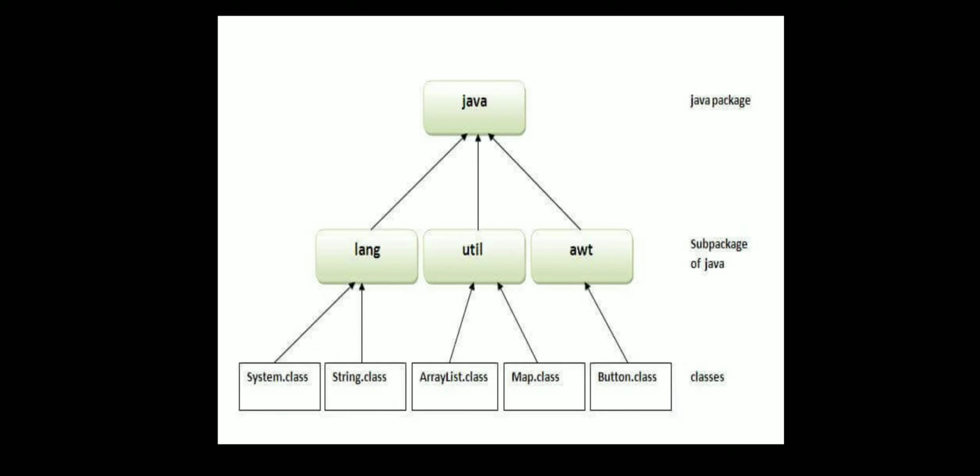Here is a diagram showing how the Java class includes all those packages. First is the Java package. In that, lang, util, and awt are the sub packages. In these sub packages classes are there: System.class, String.class, ArrayList.class, Map.class or Button.class. This is the way of creating the packages.